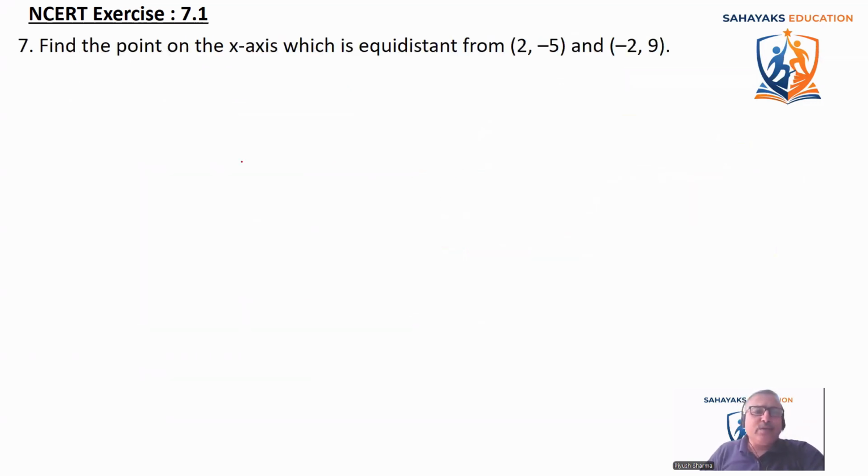Next question. Find the point on the x-axis which is equidistant from points A and B. See, earlier we had a question where the point was on the y-axis. Now the point is on the x-axis. Any point on the x-axis will have the value of y as 0. So the point on the x-axis will be x comma 0. Now this point is equidistant from A and B, and if I say this point is P, let's find AP.